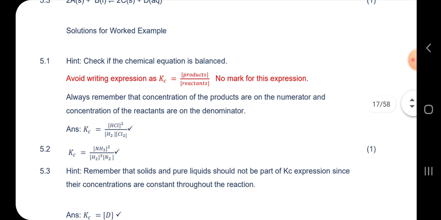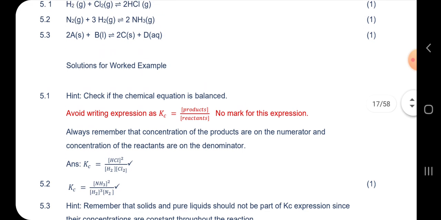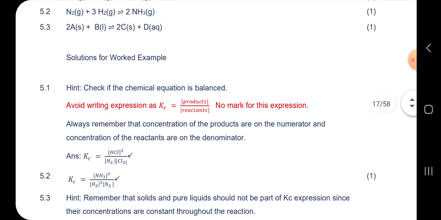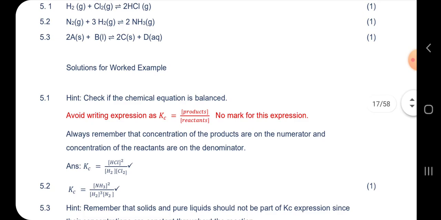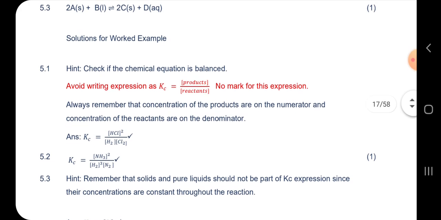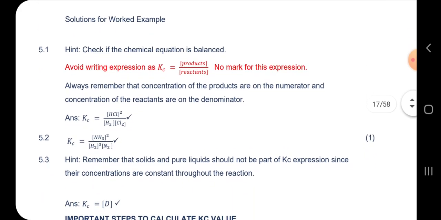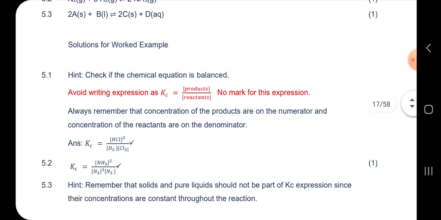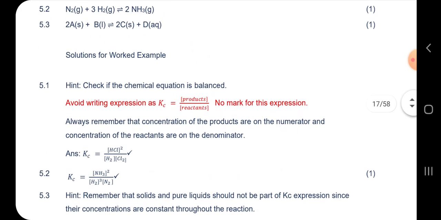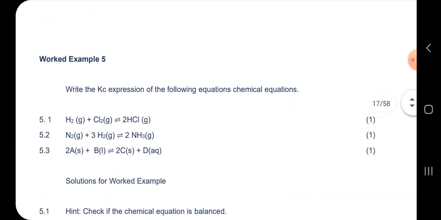So another hint is to remember that solids and pure liquids should not be part of Kc expressions since their concentrations are constant throughout the reaction. So we have S meaning solids, L meaning liquid, aq meaning aqueous, and G meaning gases. So liquids and solids are not part of Kc expressions since their concentrations are constant throughout the reaction. So we will just take the ones in solution and gas. This is the only thing that you will substitute. So don't include solids and liquids.